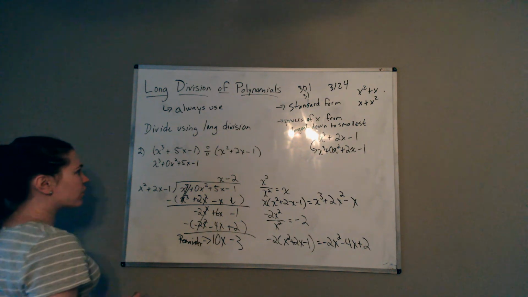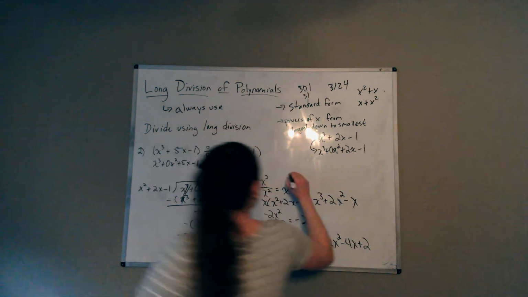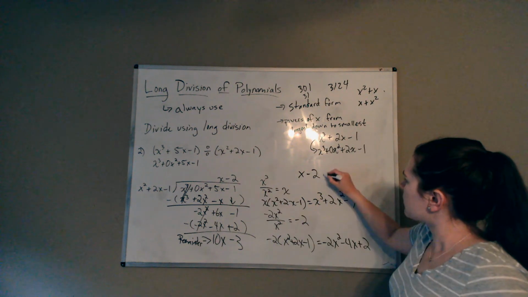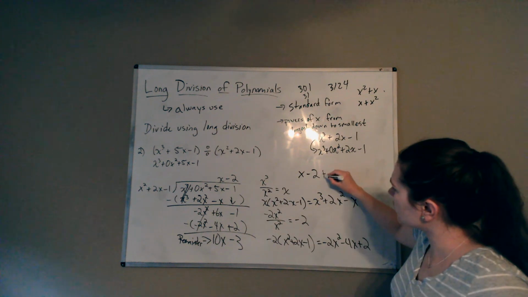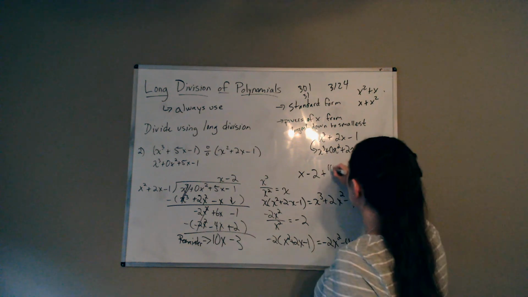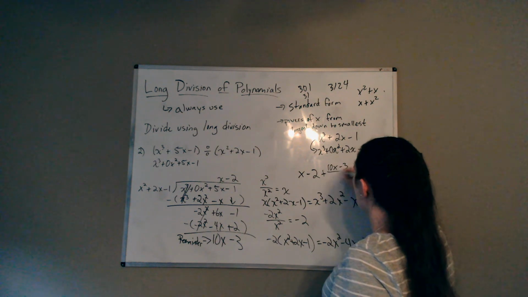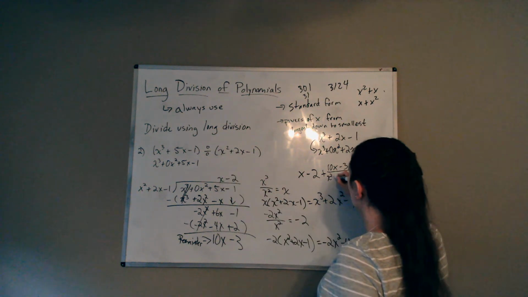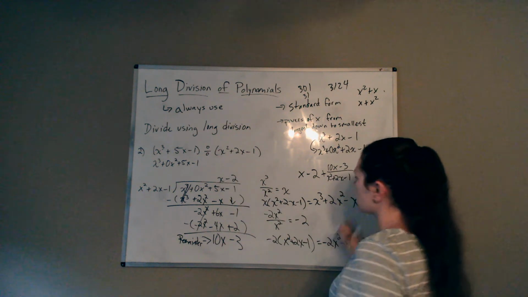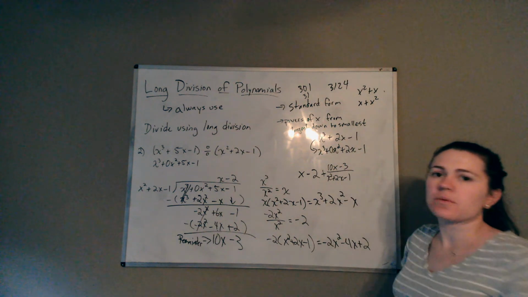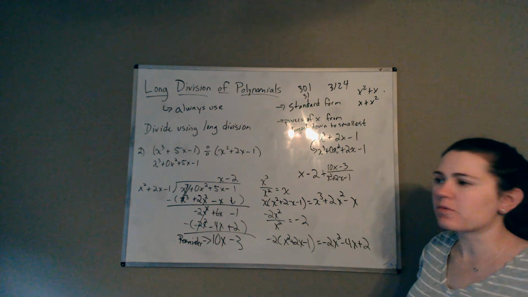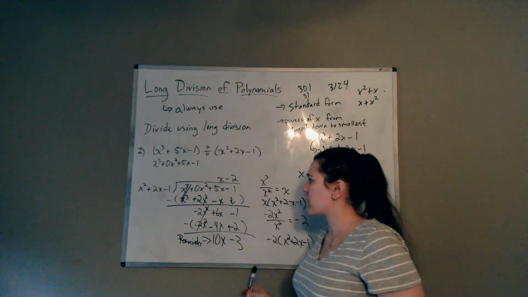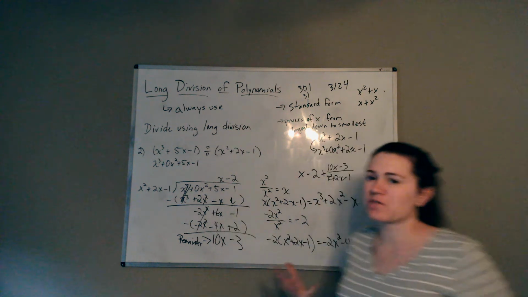So the quotient to this problem would be x minus 2, plus our remainder, 10x minus 3 over the divisor, which was x squared plus 2x minus 1. Remember, just like we did in the number problem, you have to put your remainder over the divisor. You have 10x minus 3 over x squared plus 2x minus 1.